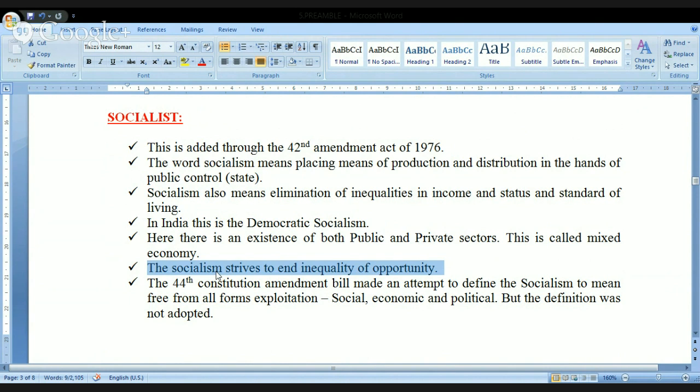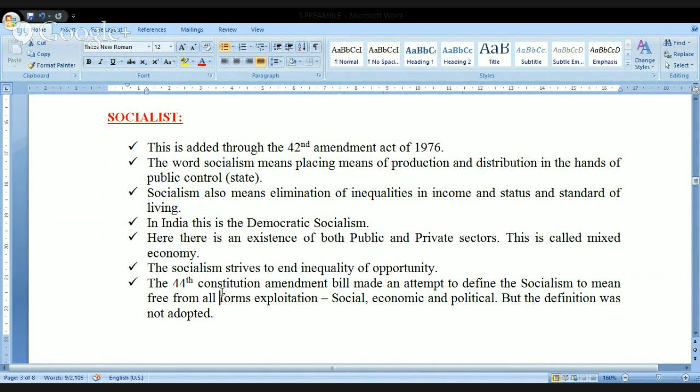Kindly remember, placing means of production and distribution in the hands of public control, and elimination of inequalities in income, status and standard of living. In India, it is a mixed economy, nothing but coexistence of public sector and private sectors. And socialism strives to end inequality of opportunity.